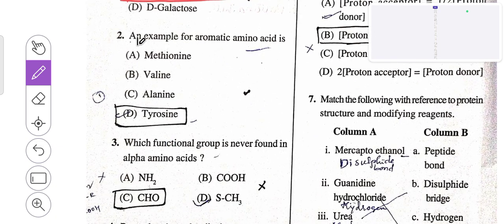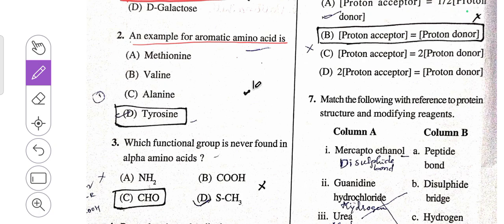Second question, an example for aromatic amino acid. So aromatic amino acid, where the tyrosine, tryptophan are the example of this aromatic amino acid. So D is the right answer.